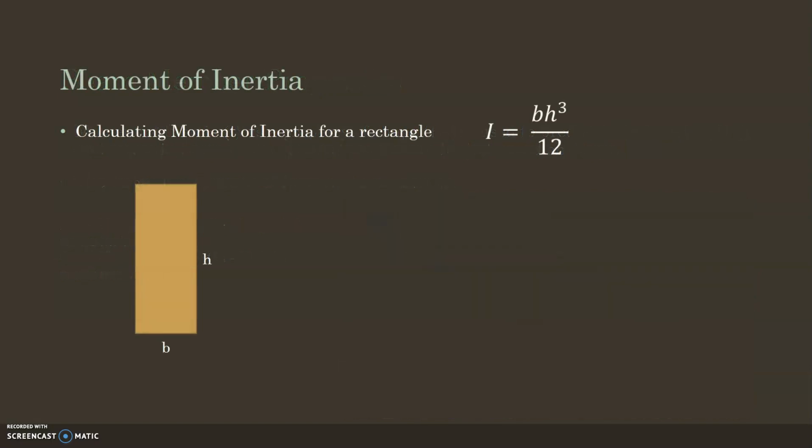Now, the equation is this. It is base times height cubed divided by 12. Notice the cube on the height. That means that the height plays a much larger effect in this overall moment of inertia than the base does. The base plays very little in comparison to the height.